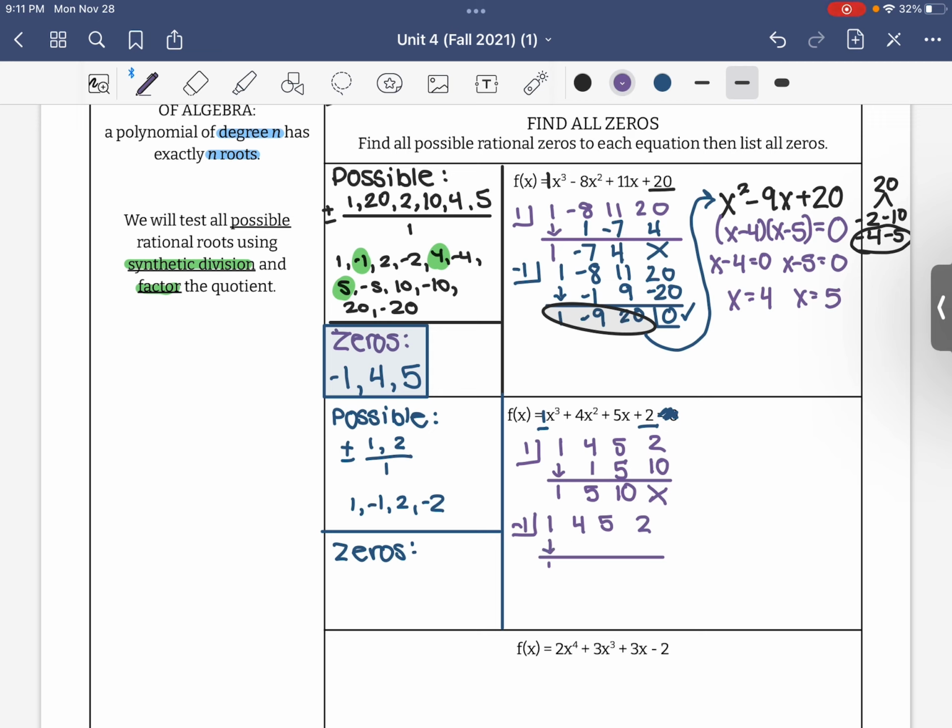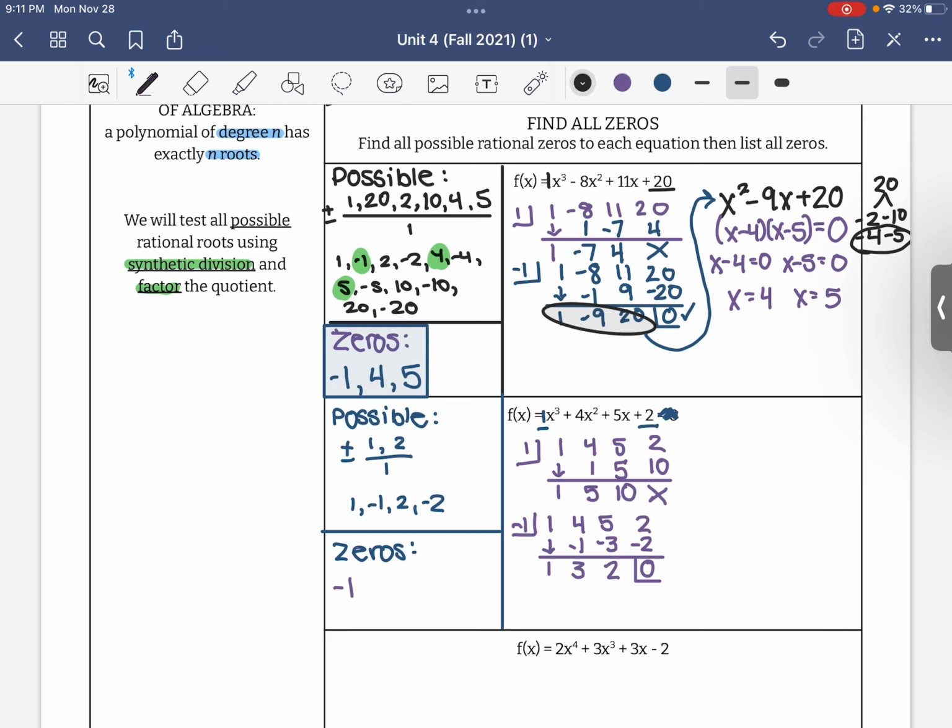Drop the first one down. This time I'm multiplying it by -1, which is -1. Add that to the 4 and I get 3. Multiply that by the -1 and I get -3. Add it to the 5 and I get 2. And multiply by the -1 and I get -2, which actually does give me 0. So -1 is one of my zeros.